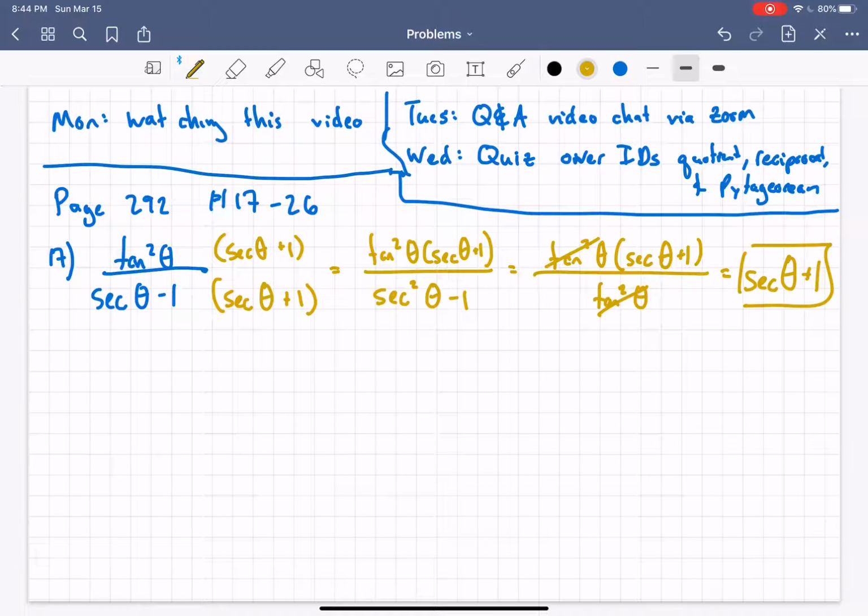So we're going to move on to the next one, which would be number 18. I was just checking my answer to be safe. All right, 18. See, it didn't even take up that much space. 18. We have cosine theta times secant theta plus tangent theta. This one is looking crazy, right?